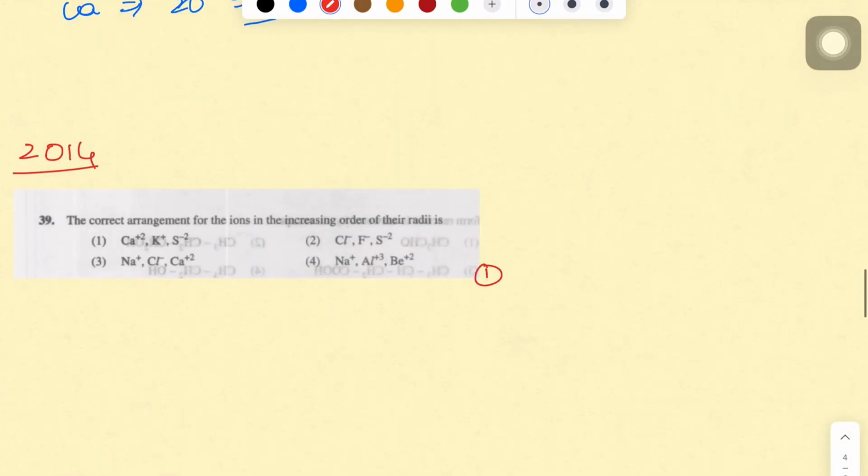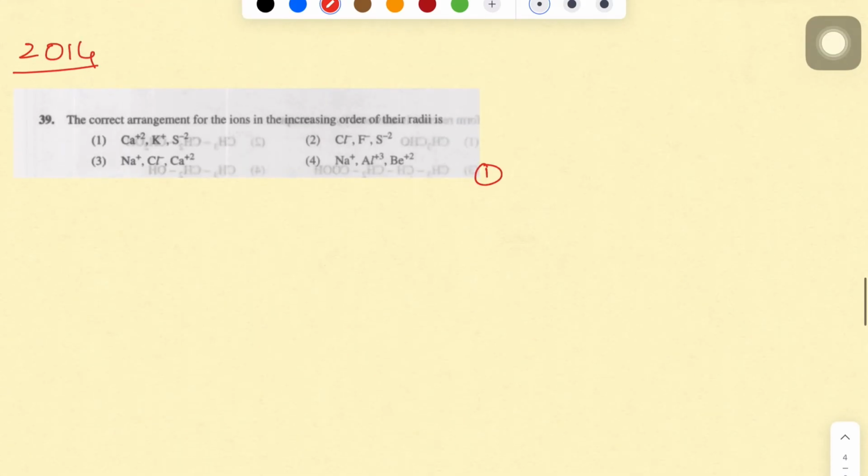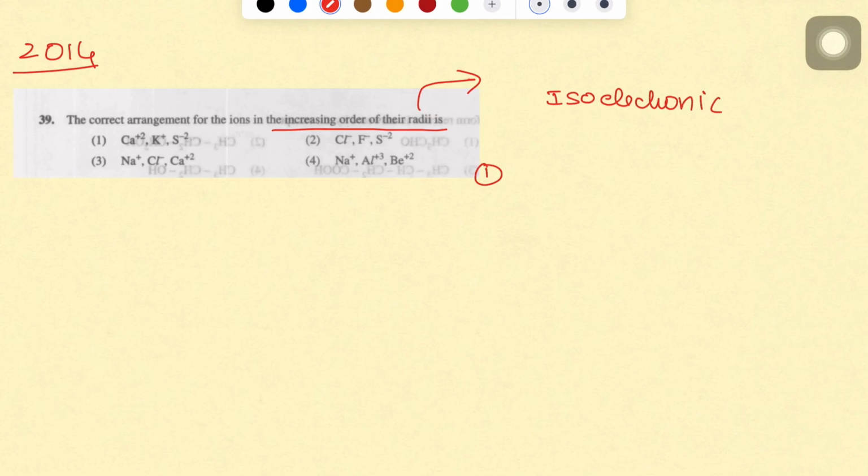Let's see a 2014 question. In the 2014 paper, 2 questions were asked, quite interesting questions. The correct arrangement of ions in the increasing order of their atomic radius. Calcium, if you see, most of them are isoelectronic species. Isoelectronic species means the same number of electrons.